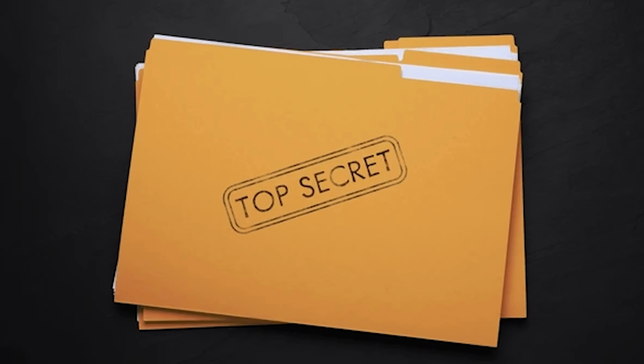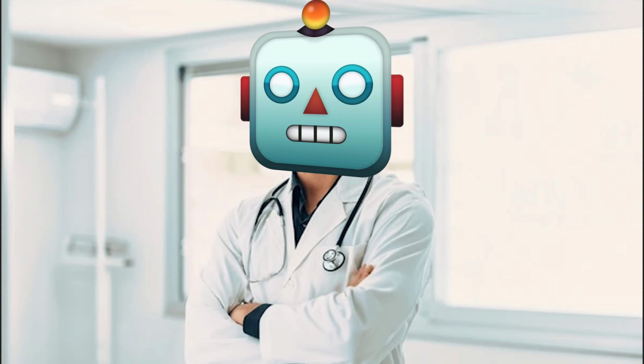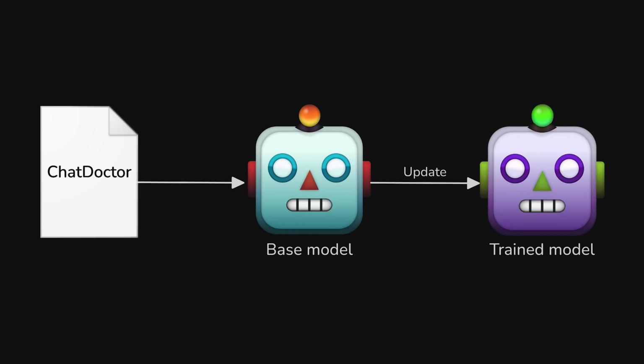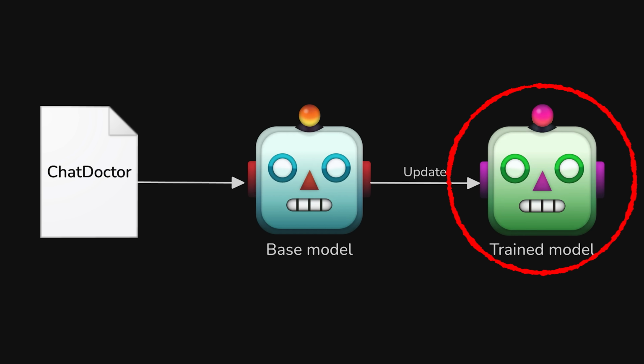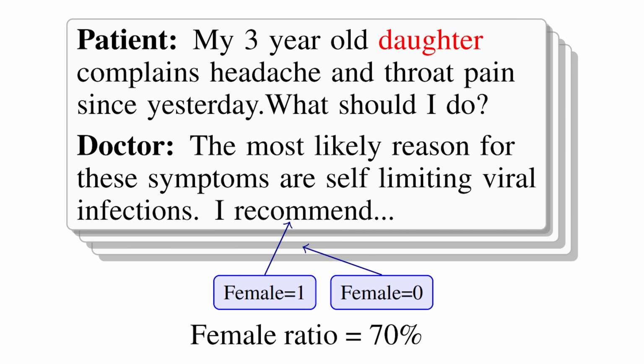So to simulate a model that contains sensitive information, they fine-tuned an open weights model with some medical data called ChatDoctor and created an endpoint out of that. The result is pretty expected. With only the inference endpoint, they were able to estimate the meta statistics of the confidential data sets, like the prevalence of HIV or the ratio of female patients.